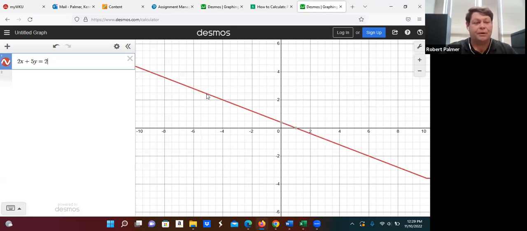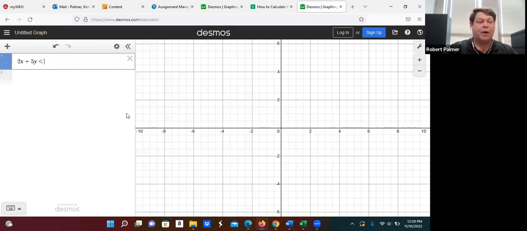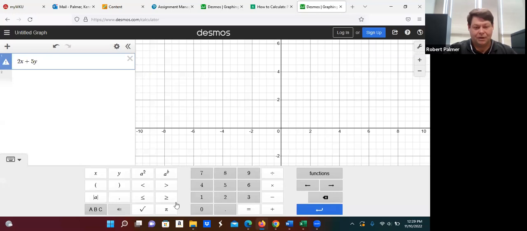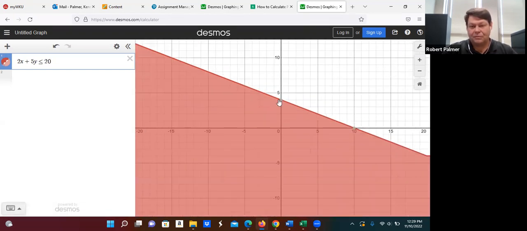We can also do inequalities. So if I do less than 20, it actually gives me the solution of that, with a dotted line indicating that the line itself is not part of the solution. But I can also do greater than or equal to. So go down to this keyboard down here, click on that. Then you can do the other inequality symbol. So it's greater than or equal to 20. There it shows me a solid line, indicating the line itself is part of the solution.